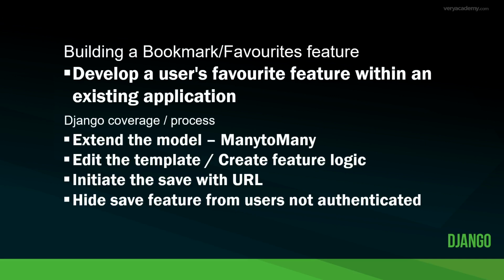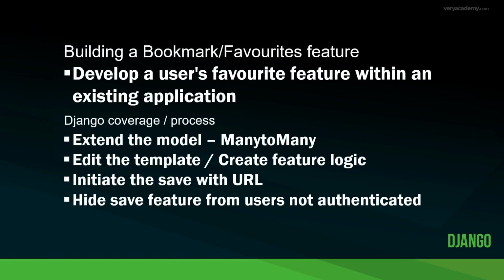So this is a simple process. We're going to just extend the existing model using a many-to-many field. That's going to allow us then to create the logic where we can save the user ID in existing posts, or connect the user ID to existing posts if the user wants to save a post as a favorite. So we'll go through editing the template, creating the logic, which is literally just 8 lines of code, and then we initiate the save using URLs.